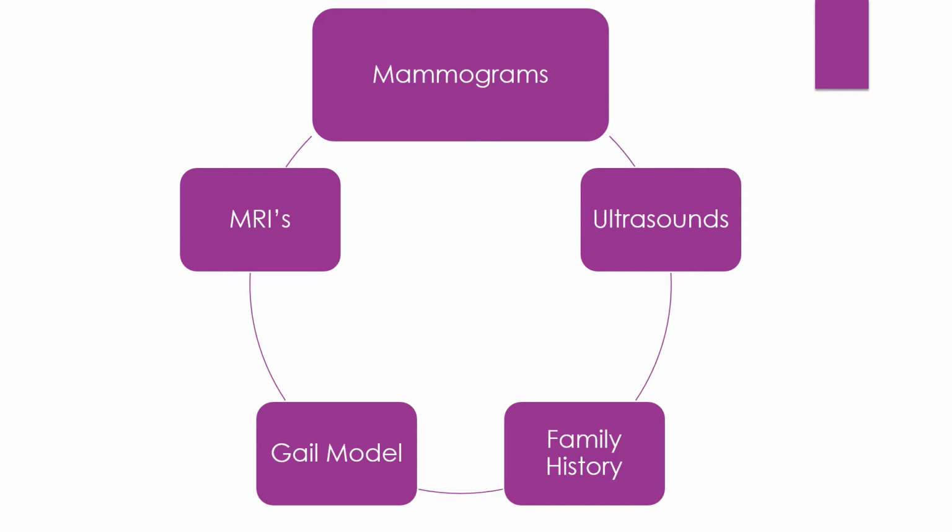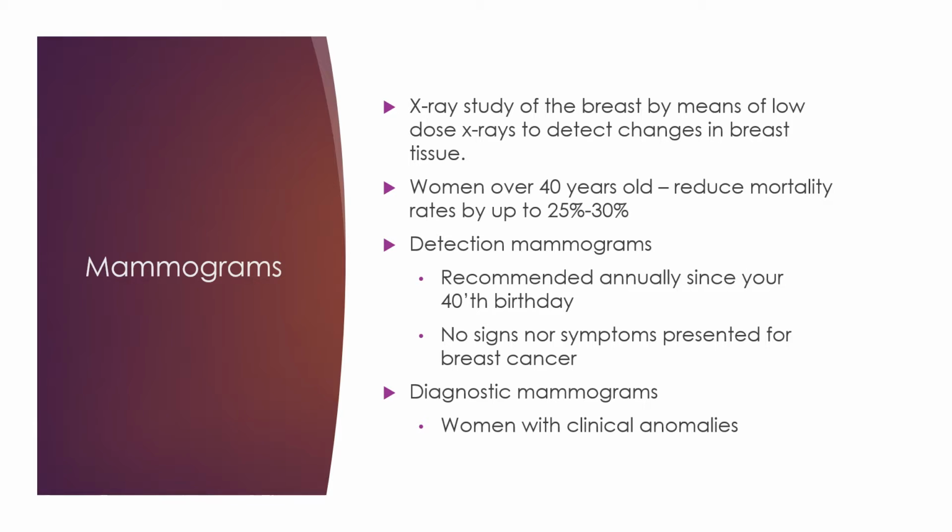As a part of the forms of detection, we will be talking about mammograms, ultrasounds, MRIs, the Gail model, and family history. We will go into detail for every one of these 5 forms of detection. We will first talk about mammograms.